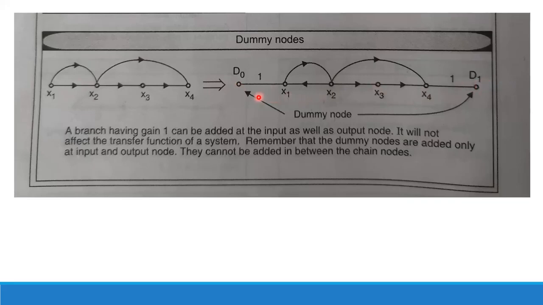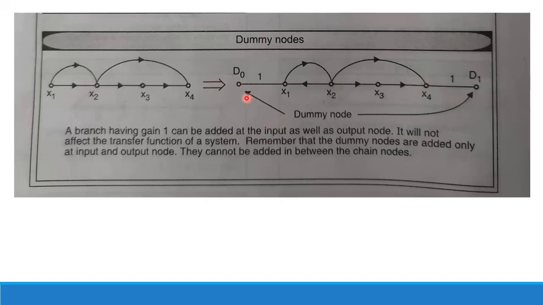So these kinds of nodes are called dummy nodes. Most of the time these dummy nodes, when connected with another node, have a gain of 1. A branch having gain 1 can be added at the input as well as the output node. It will not affect the transfer function because it has gain equal to unity. Unity means 1, so it will not affect the transfer function of the system. Remember that the dummy nodes are added only at input and output nodes.